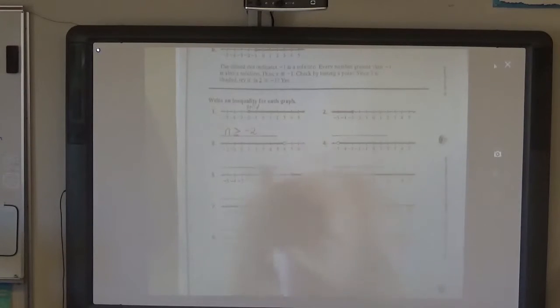Next one. Again, start with n. And the symbol is going to go to the left because we wrote the variable first. So we can point our arrow the same as the direction that is shaded. Since this is an open dot, should we use the less than sign or the less than or equal to sign? This is the less than, and then the number that it's marked.